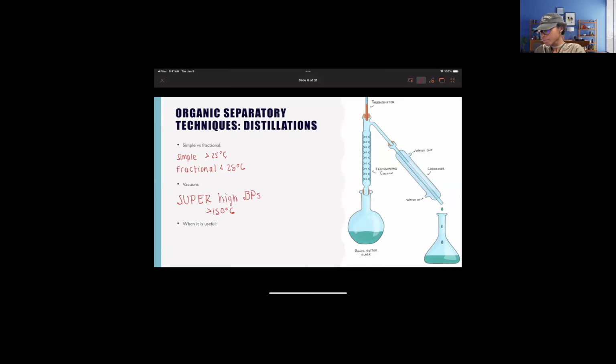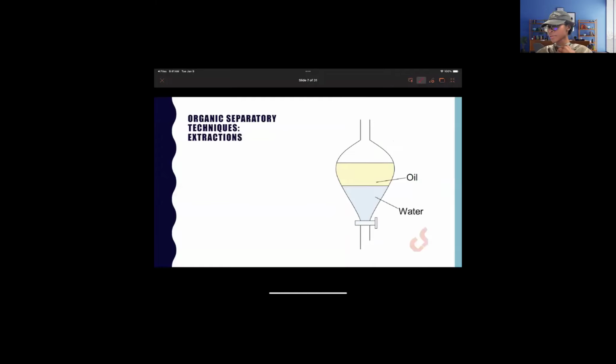So to summarize for when it's useful, it's going to be separating liquids with different boiling points. Okay, does that make sense? Good to move on. I don't see a thumbs down. Okay.